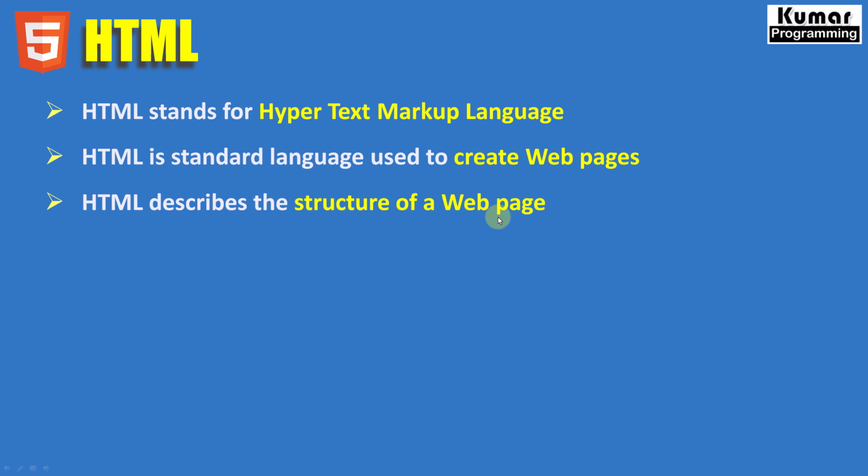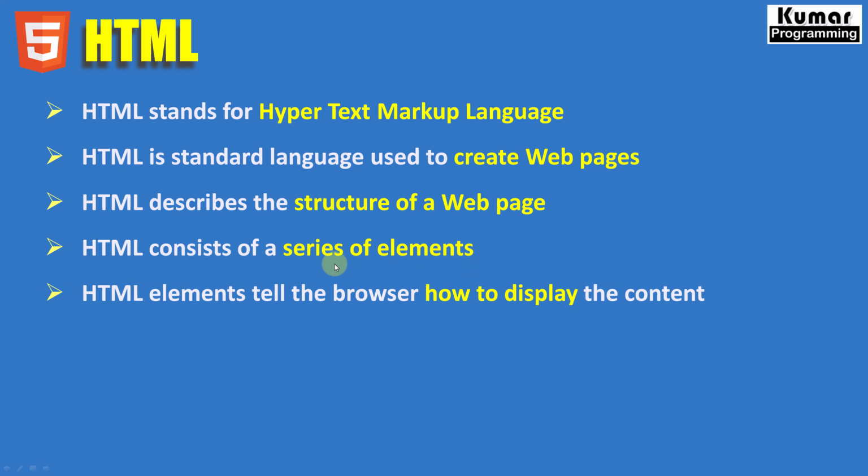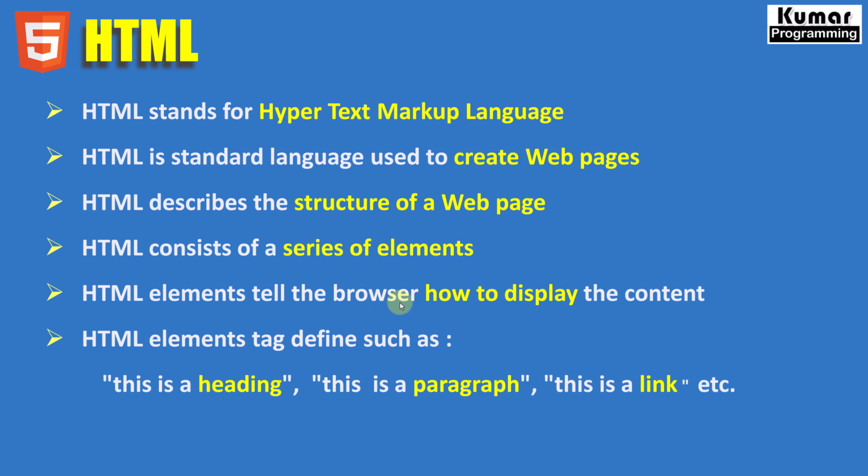Shortly, I'll discuss the structure of HTML. HTML consists of a series of elements, like our whole body has different types of body parts, right? Head, body, hand, mouth, nose. Similarly, HTML also has elements. HTML elements tell the browser how to display content, and an HTML element tag defines such things as this is a heading, this is a paragraph, this is a link, right?